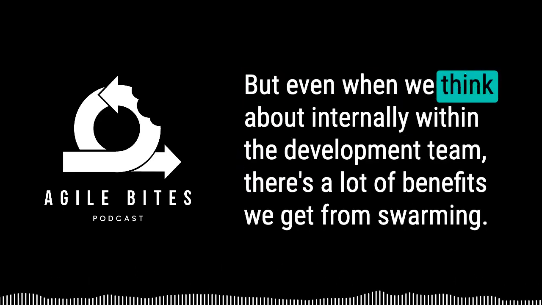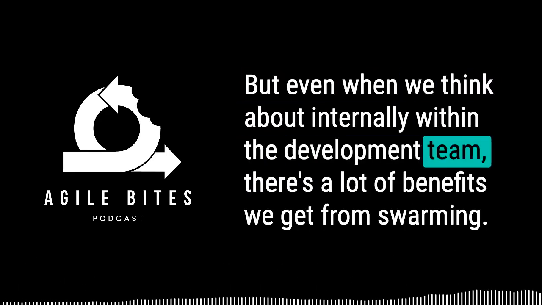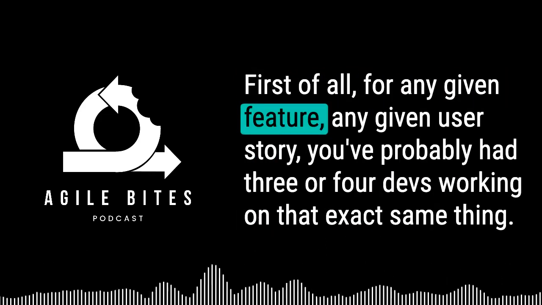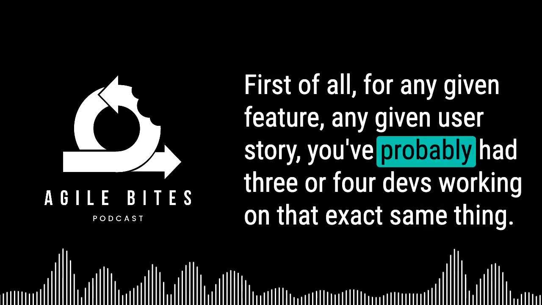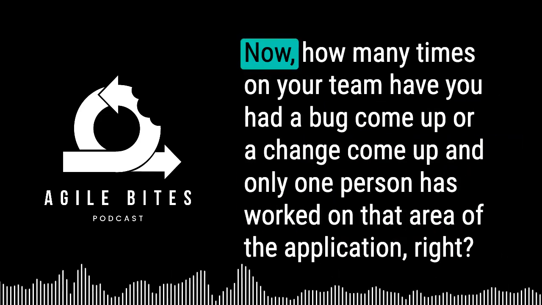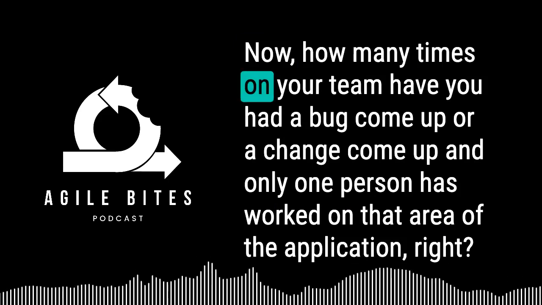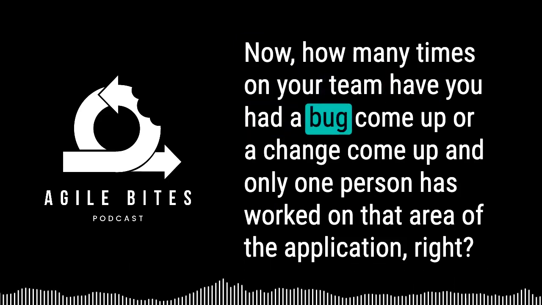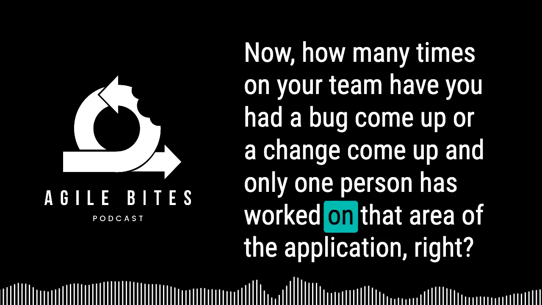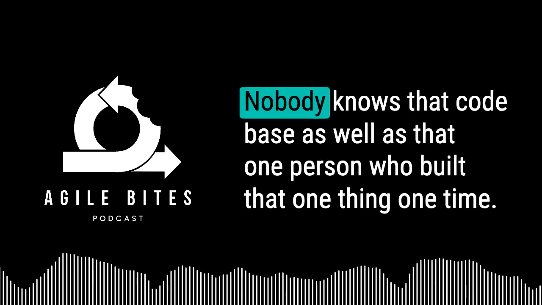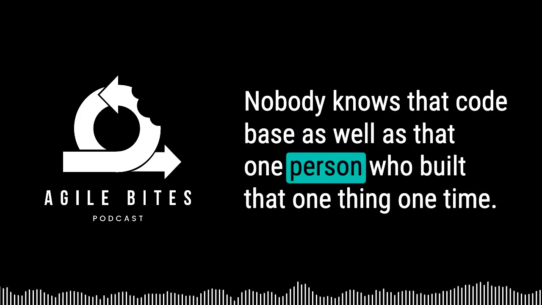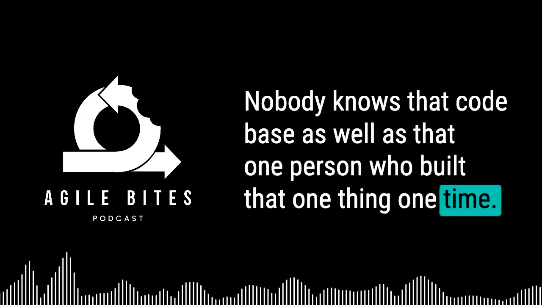But even when we think about internally within the development team, there's a lot of benefits we get from swarming. First of all, for any given feature, any given user story, you've probably had 3 or 4 devs working on that exact same thing. Now, how many times on your team have you had a bug come up or a change come up, and only one person has worked on that area of the application, right? Nobody knows that code base as well as that one person who built that one thing one time, right?